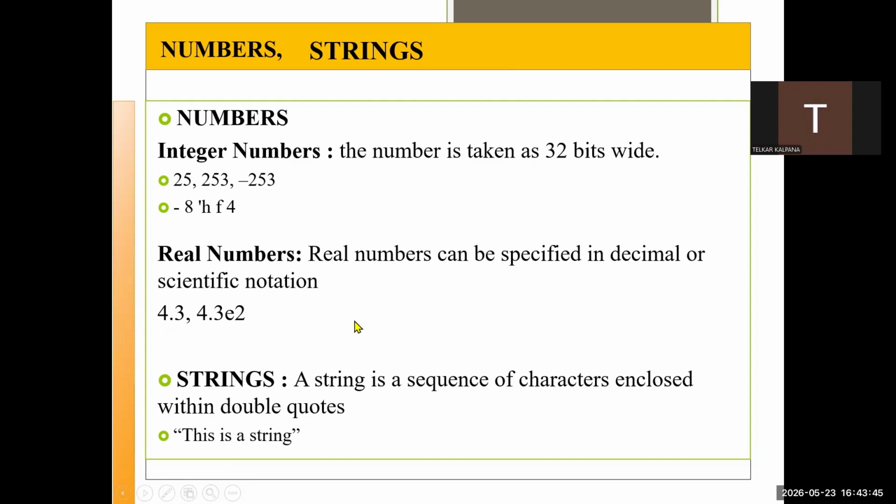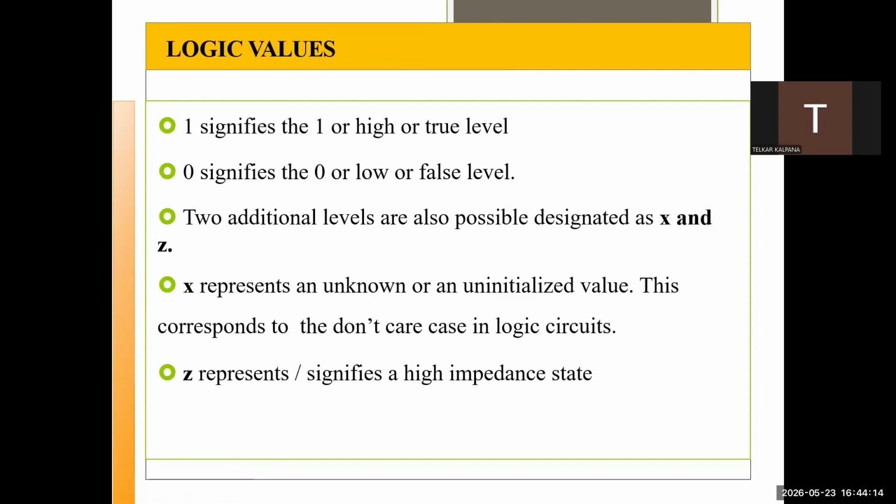Coming to strings, they are identified by using double quotes. It starts with a double quote and ends with a double quote. For example, "this is a string" is written within the double quotes, indicating that it is a string.